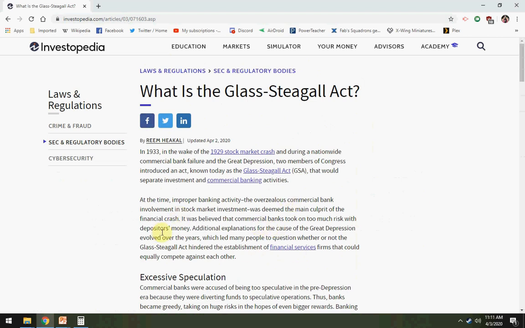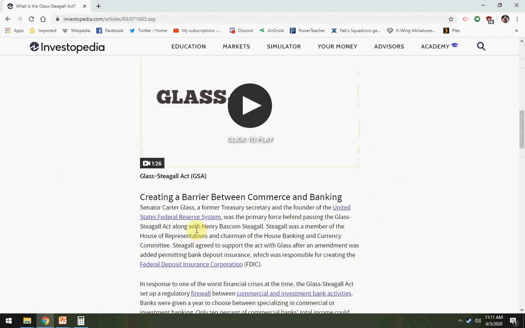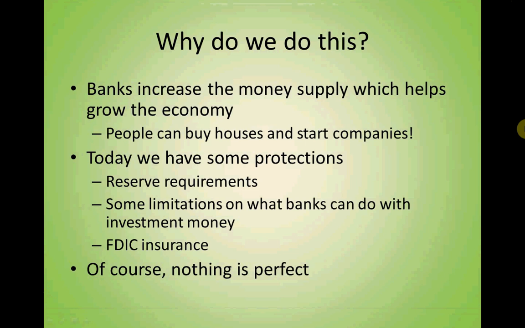So 1933, I think it was. Anyways, 1933, I want to say it was. Yeah, here we go. They passed the Glass-Steagall Act to try to prevent some of this stuff. And then we got rid of that in the 90s. Anyways, so there are some limitations, and there's other limitations that existed past that on what banks can do with your money, so it's less likely to lose it.